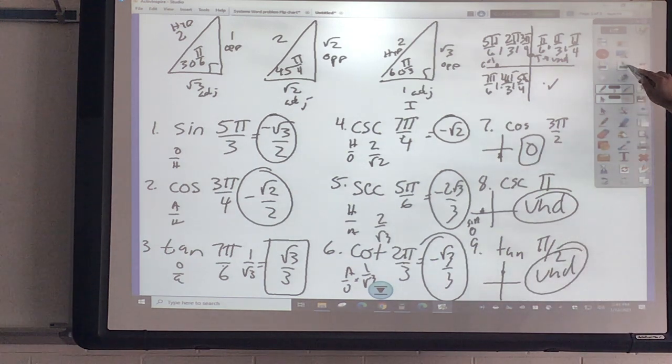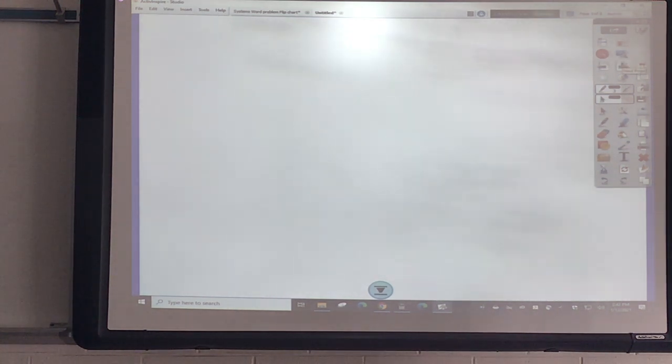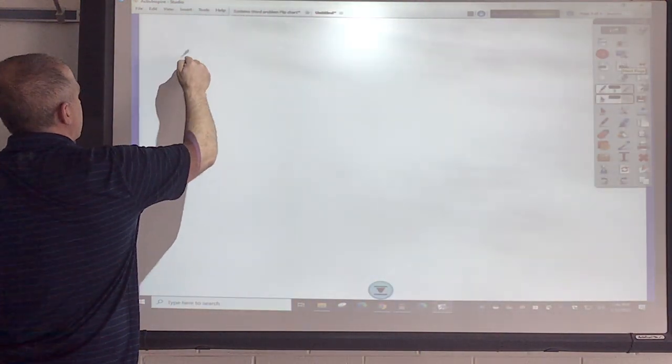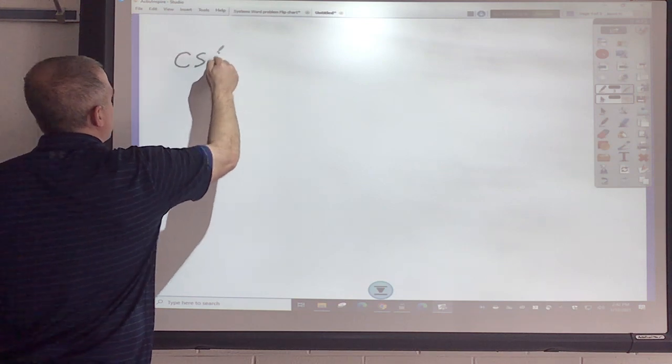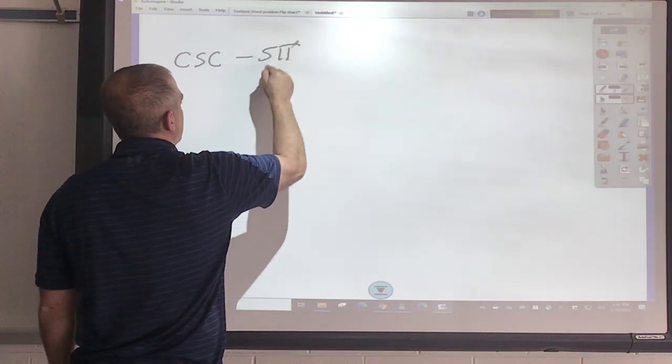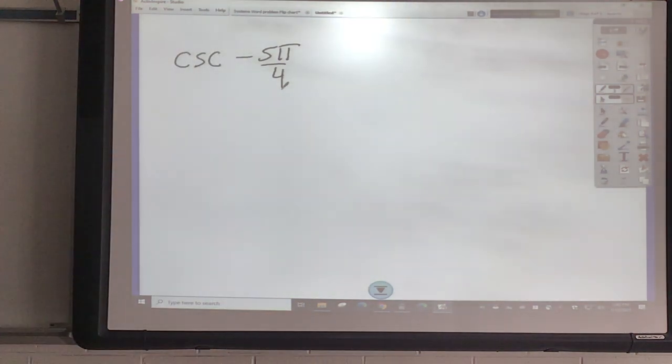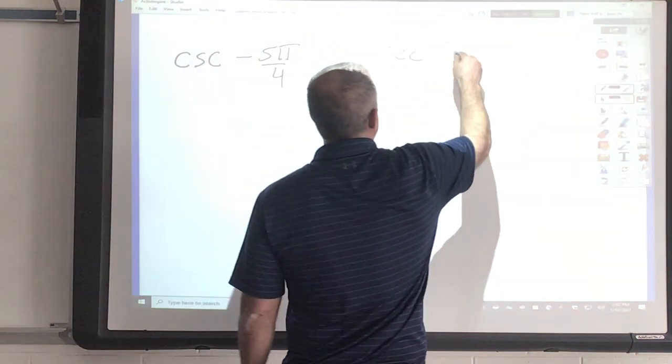All right, let's see if I have one more duplicated one. Okay, let's go over a couple more examples. Let's say they want me to find cosecant of negative 5 pi over 4, and then let's say we get another one. Let's say we wanted to find secant of 8 pi over 3.